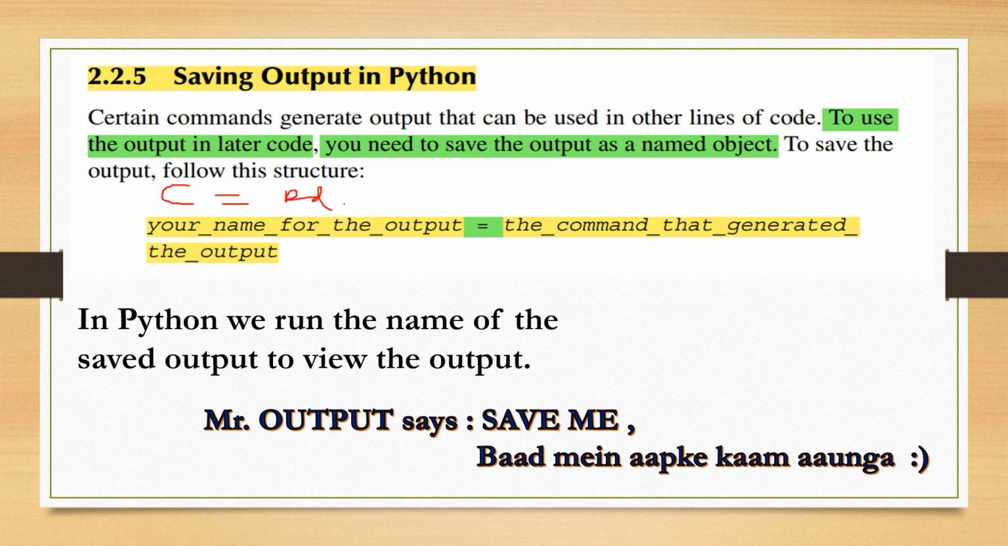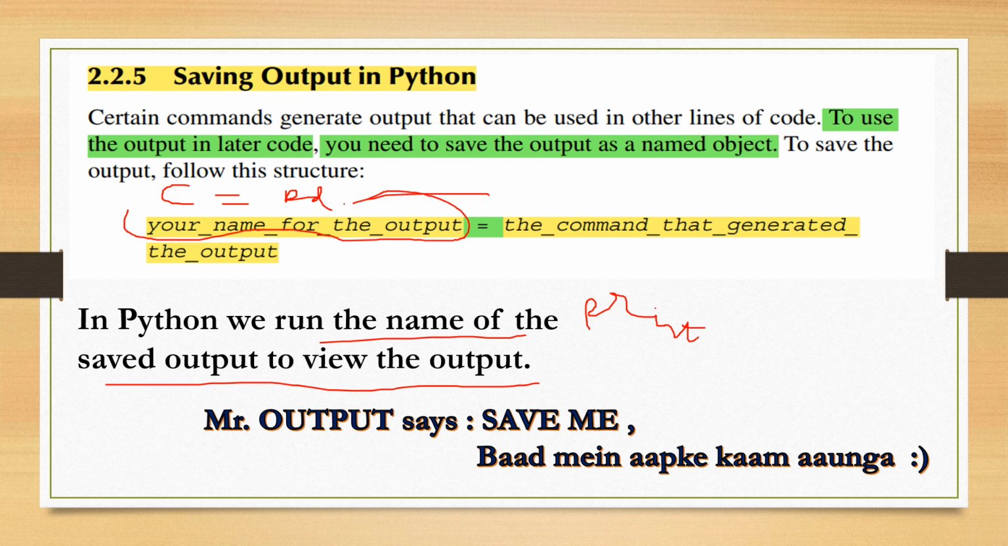So I can write C is equal to pd.read_csv or whatever command I want to give. I'll tell you more about it, and with a very interesting function from the Pandas library, in the practical section. So in Python we run the name of the saved output to view the output. We can print whatever name we have given to see what the output is.